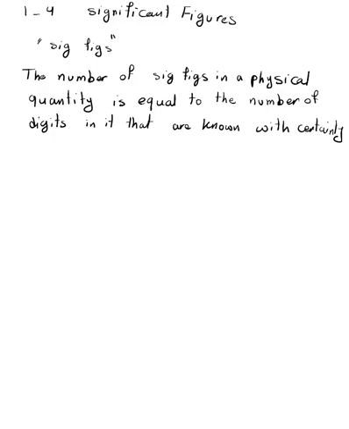The number of significant figures in a physical quantity is equal to the number of digits in it that are known with certainty. Example, suppose that you want to measure the walking speed of your pet, okay? To do so, you measure the time that it takes for the pet to walk a distance D, and then you calculate the velocity. Velocity is distance per time.